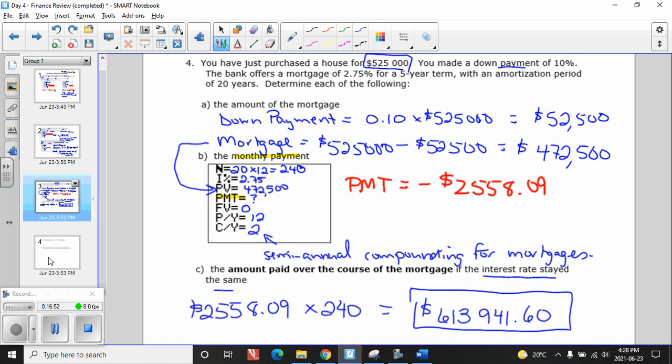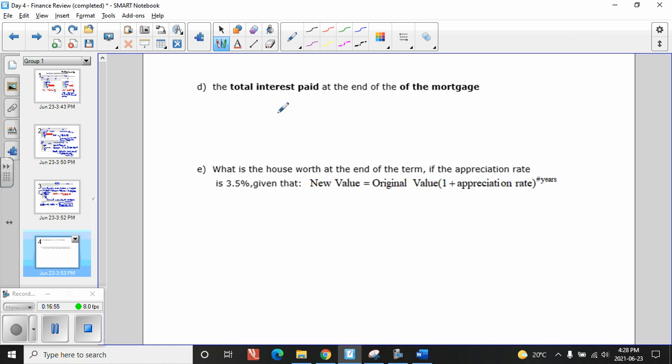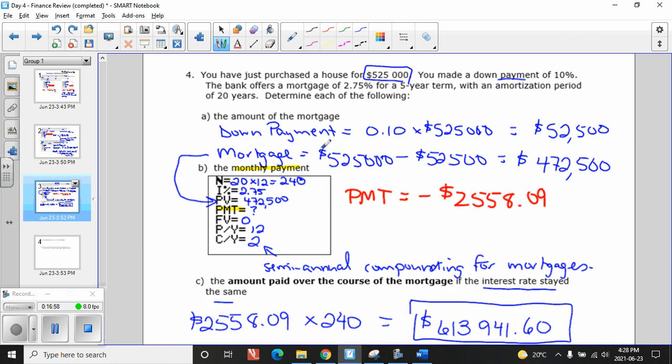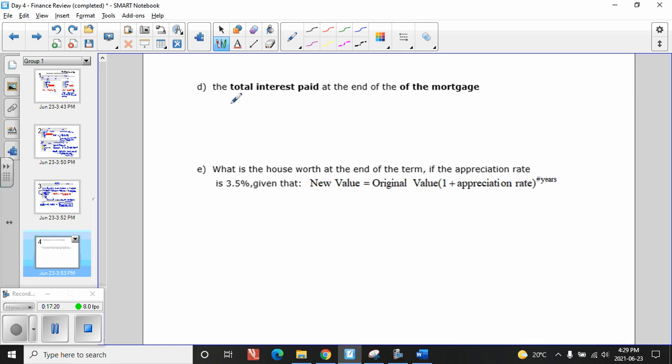It's on the next screen, which is a little bit annoying here. But the next one says, what is the total interest paid at the end of the mortgage? So I'm going to go back here and try to remember these two numbers. The total amount that you pay for this house over the 20 years is $613,941.60. And I'm going to subtract from that the cost of the house. The difference in those two numbers is all the extra interest money that the bank is going to collect. So the interest is going to be that bigger number, $613,941.60. Subtract the house cost.